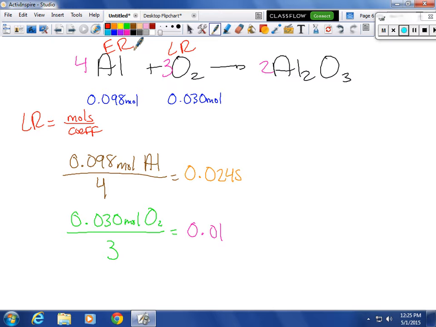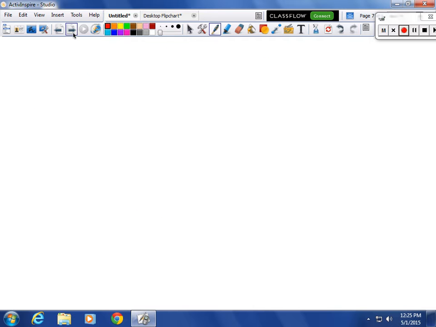Okay? All right, so then it says in B, how many moles of the excess reactant remain? So here's what we got to do. How do I find how much excess remains? What's step number 1? Very good. Convert LR to ER. So I got to go from LR and I got to go over here to ER.